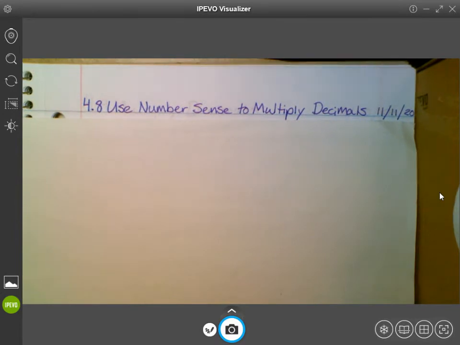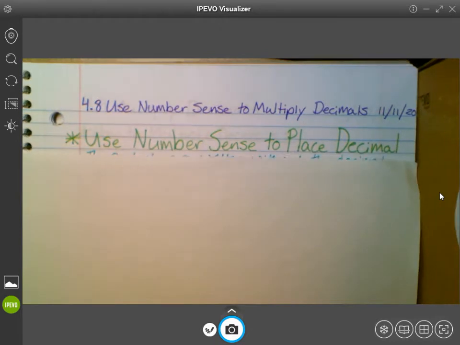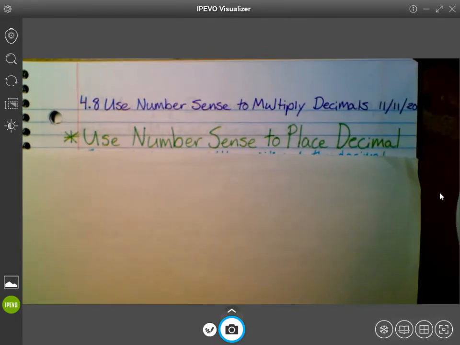All right. So, for our notes today, we're going to go right into some practice problems. When it says number sense, what it means is what we know about numbers. We're using our prior knowledge we've already learned to place a decimal in an answer or to multiply decimals. So before we actually start multiplying two decimals together, we're going to practice being given two numbers that are being multiplied and being told, okay, these are the digits in the answer. Where does the decimal go? That's what we're going to be practicing today.